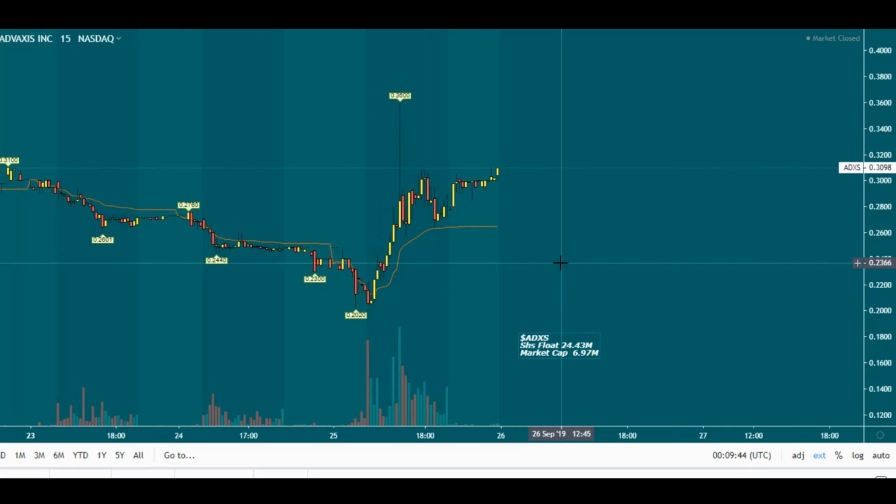I did not see any recent news for this stock, no recent positive fundamental news that I could find. If I'm wrong, go ahead and correct me in the comments below. I really appreciate it. So we're going to go ahead and get right into the technicals on this one.